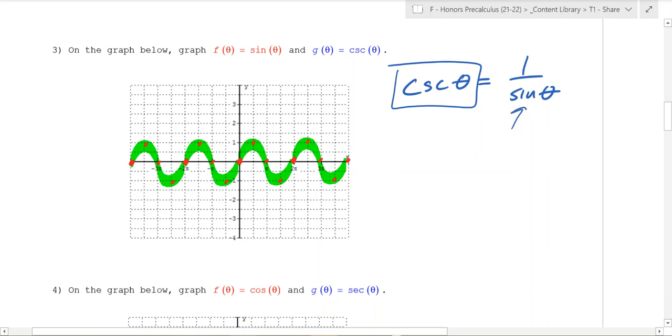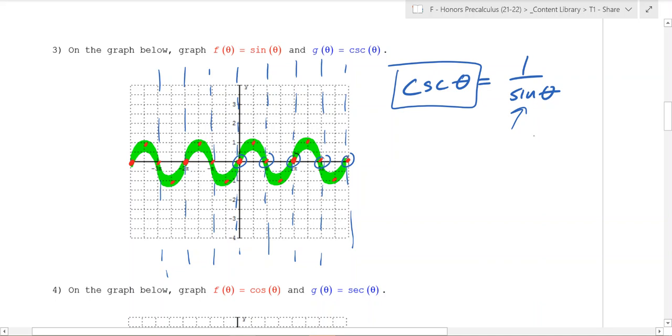When sine is 0, cosecant is undefined. So when is sine 0? Sine is 0 at every multiple of pi. So at every multiple of pi, there's going to be a vertical asymptote, because sine of every multiple of pi is 0. So there are vertical asymptotes repeating. And then, when sine of theta is 1, 1 over 1 is 1. So cosecant, whenever sine is 1, will still be 1. And also at -1, it'll be -1 because 1 over -1 is -1. So these are blue points that are on cosecant.